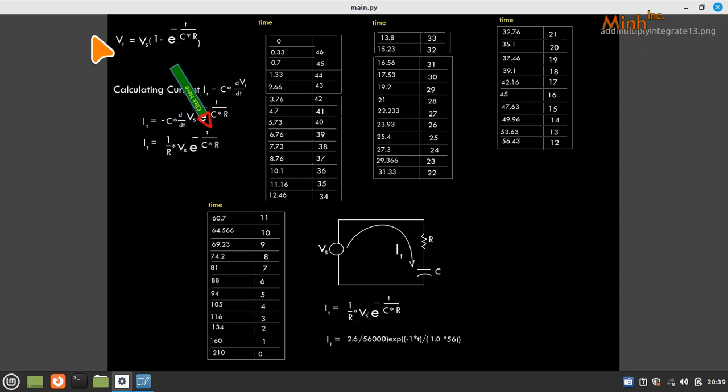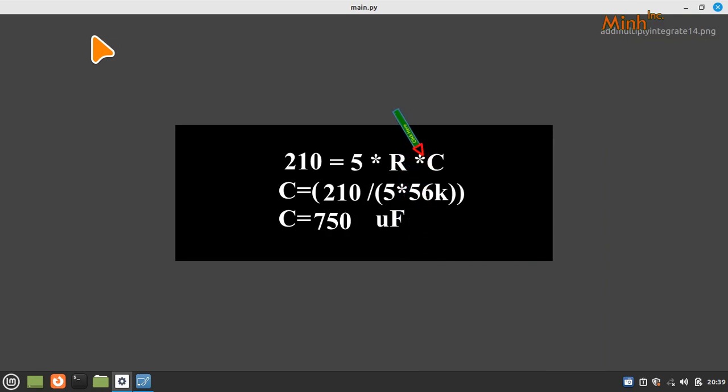So now if I see the I formula, we can set up Vs is 2.6, 56 kilo ohm, exponential minus t over 56 kilo ohm times 1 milli farad. Now we know that 5 into RC is the total time it takes for the current to become 0. So 210. The capacitance is written as 1000 microfarad, but we measured it as 750 micro.